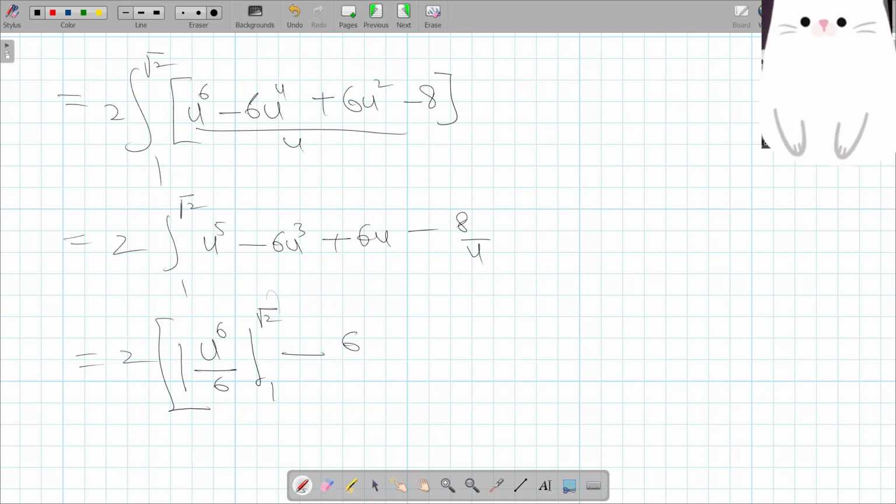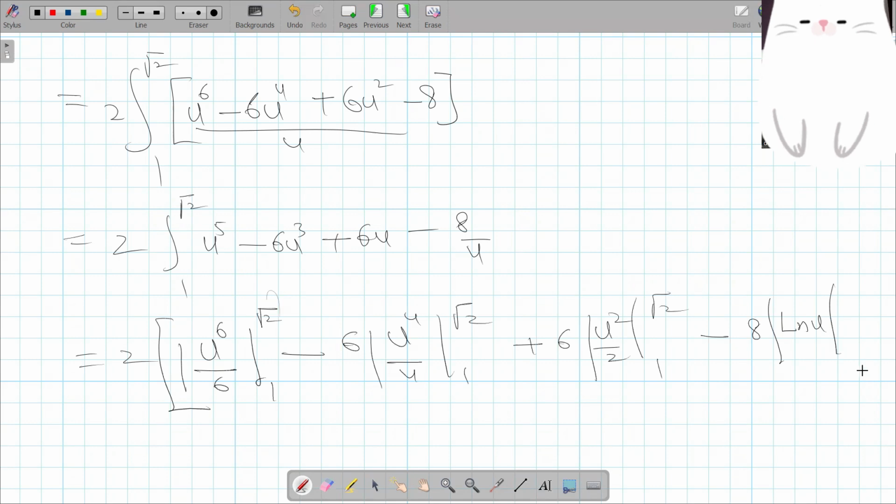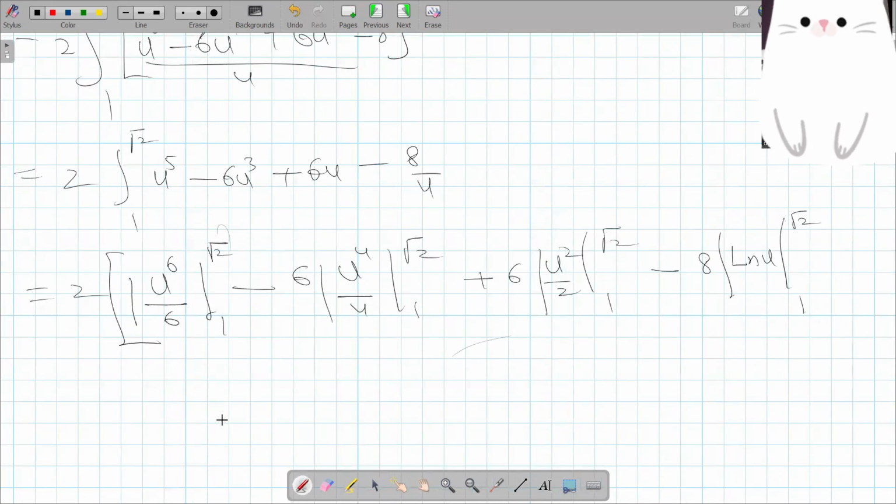The antiderivative of u^3 is u^4 over 4, and the limits are 1 to square root 2. Then u squared over 2, with the limits 1 to square root of 2. And the antiderivative of 8 over u is 8 log of u, with limits 1 to square root of 2. So we just need to calculate all this.